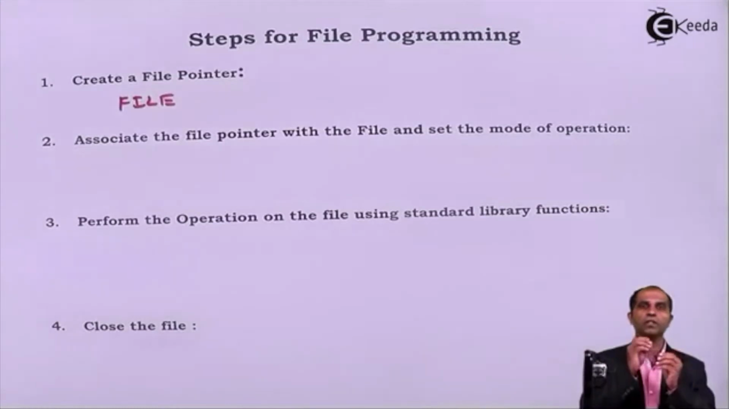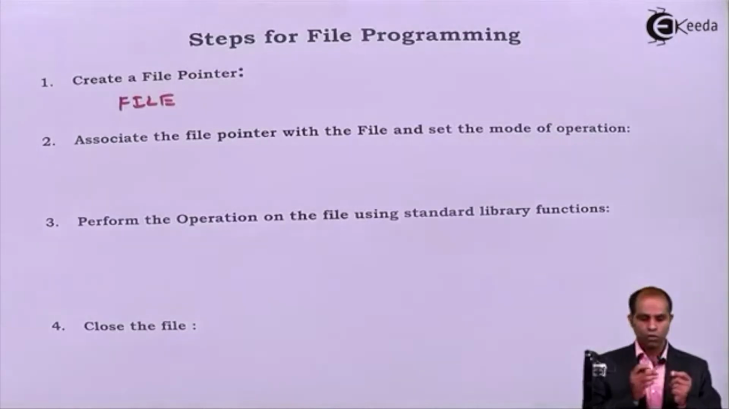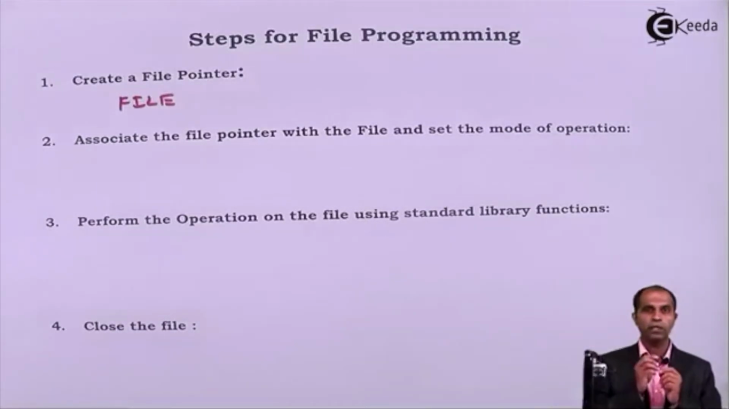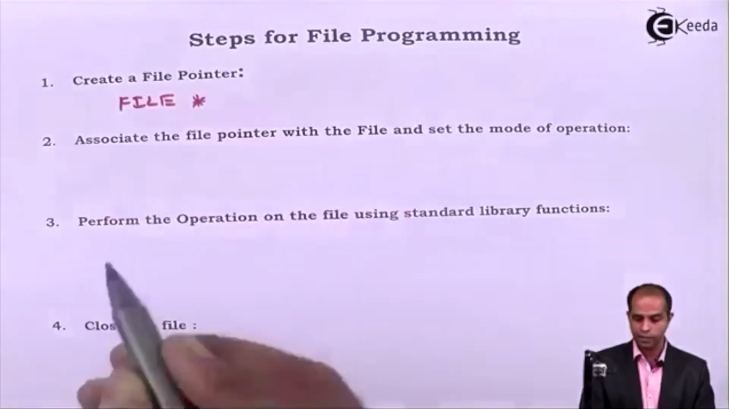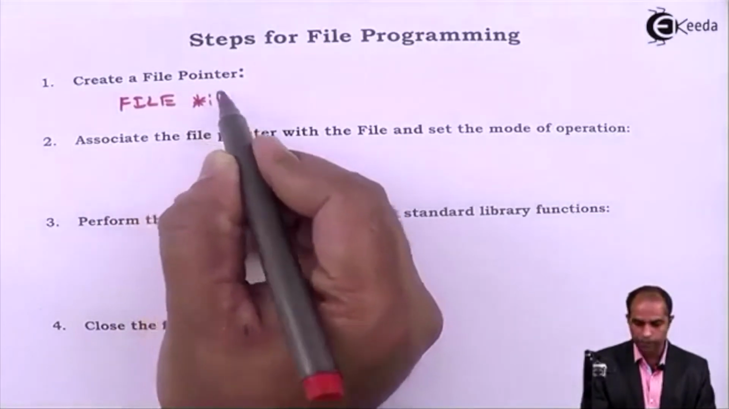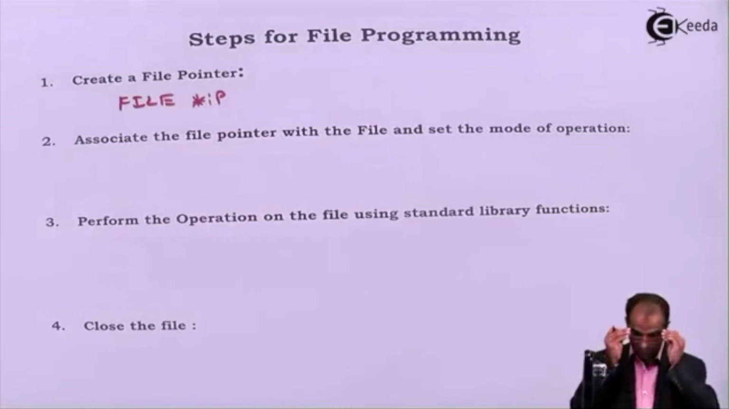It all depends upon the number of files which you want to use. If a program uses one file, then I have to create a pointer to that particular file. If I am going to use multiple files, then for every individual file, we have to create a pointer. So you can associate any name. We know that a pointer declaration will always start with an asterisk. I'll say asterisk and then IP: FILE asterisk IP.